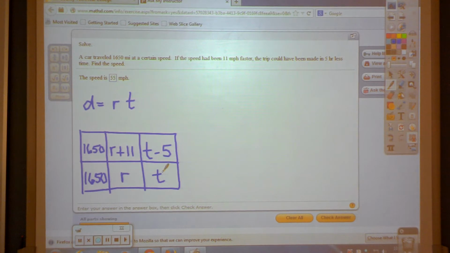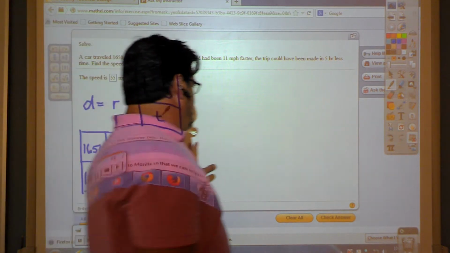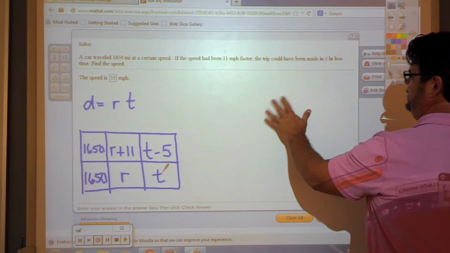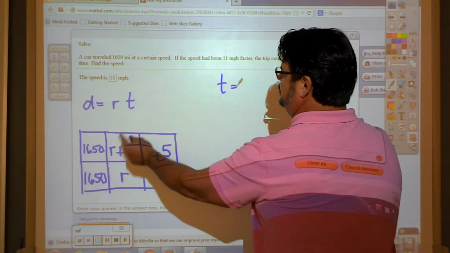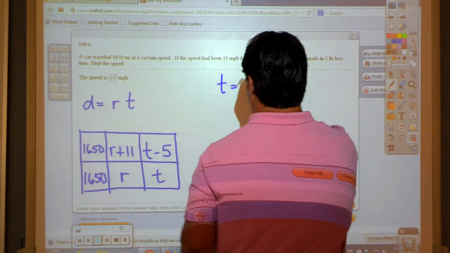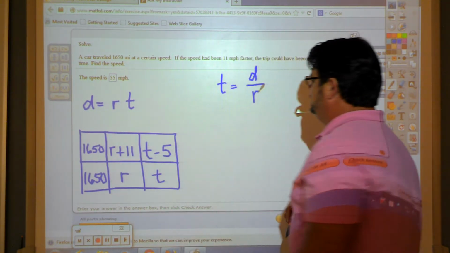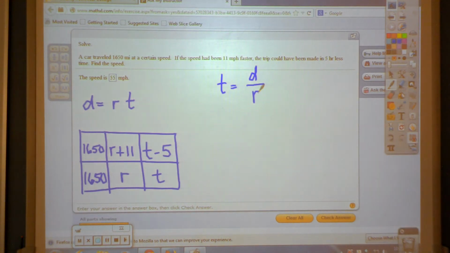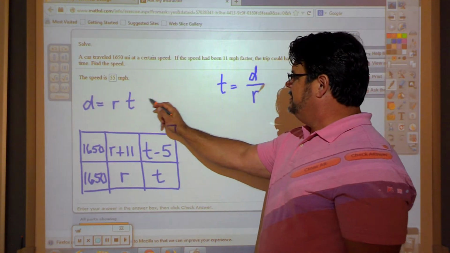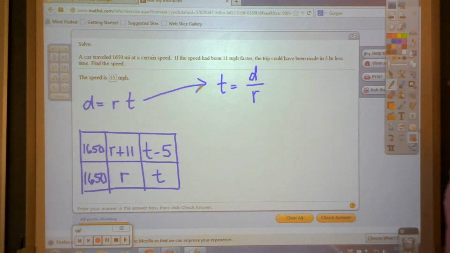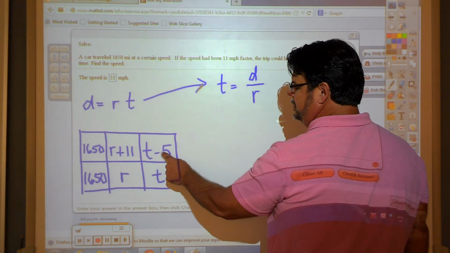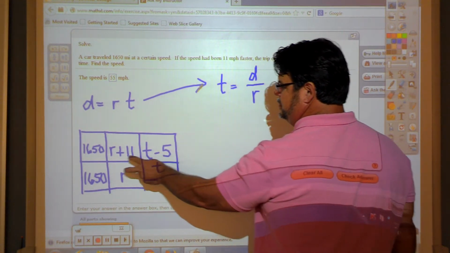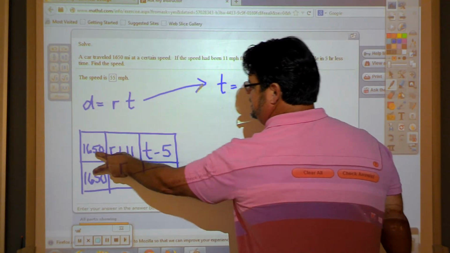Everybody with me? All right. Now, we know the distance. We're going to set time equal to time. So what is time? Time is equal to distance divided by rate, D over R. That's the formula you're talking about. It comes from this. So I've got time right here, and both of these are time.